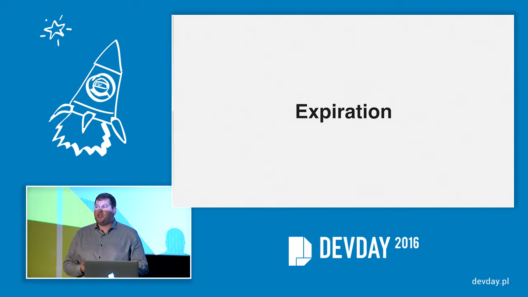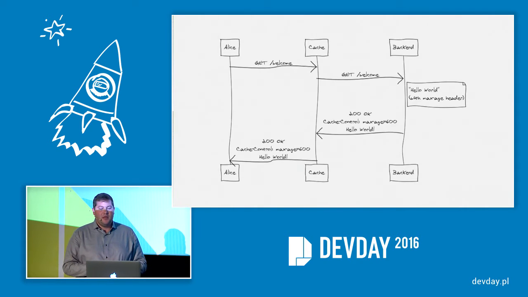So again, the expiration model is pretty straightforward. Alice goes to /welcome, requests /welcome. Nothing exists in the cache, so you make a request to your backend service. The backend service generates a new HTTP response, in this case, hello world. But now it's going to include a max age header. The max age header says don't request this asset until this time passes. So it's going to return a response back to the cache server. In this case, it's HTTP 200 with a cache control header of max age 600 seconds. So don't request this asset again for a few minutes.